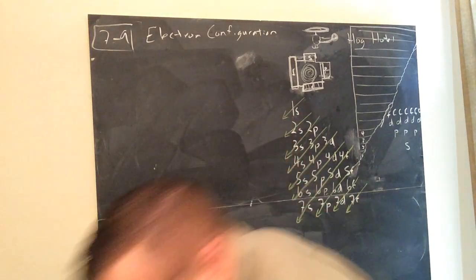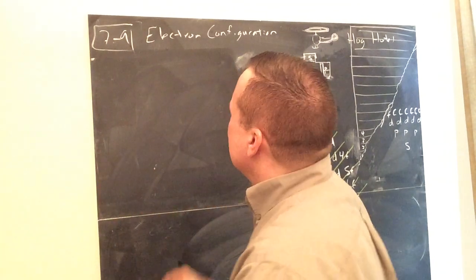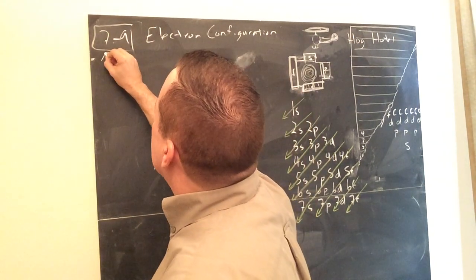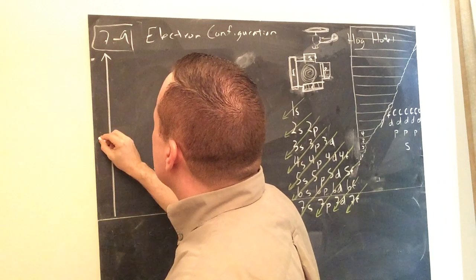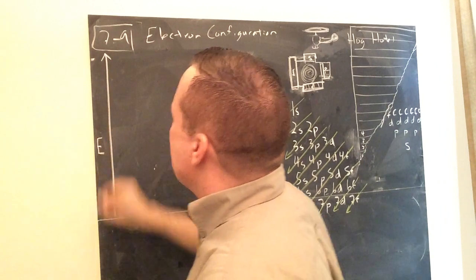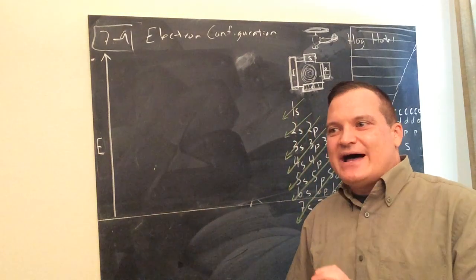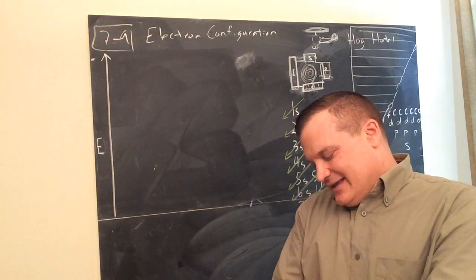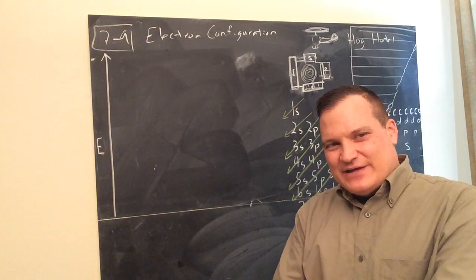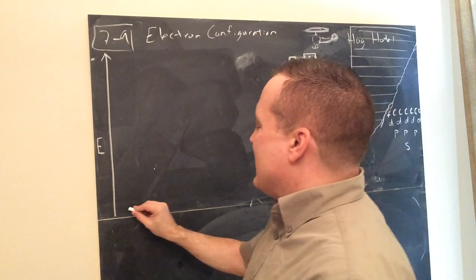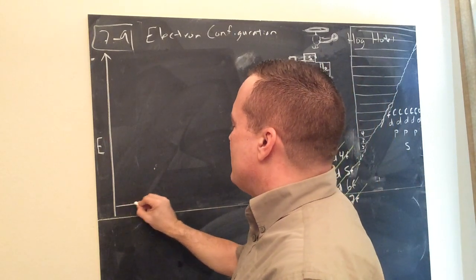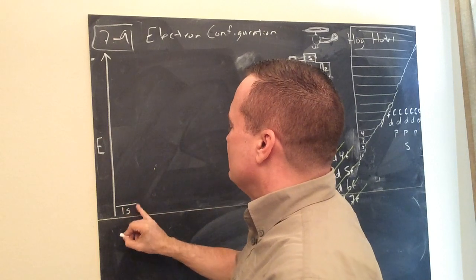All right, so I'm going to draw another diagram. Different books do this in different ways, and they call this an orbital diagram. I sometimes call it an E-level diagram, energy level diagram, or orbital diagram. But here's what happens. At the very bottom, you have a 1S room.